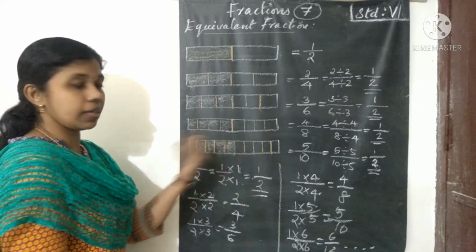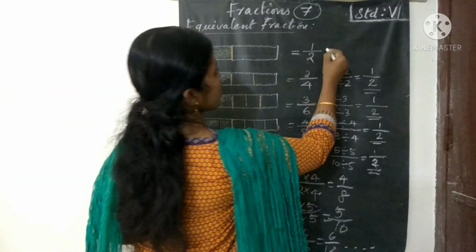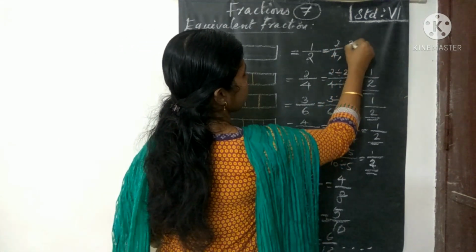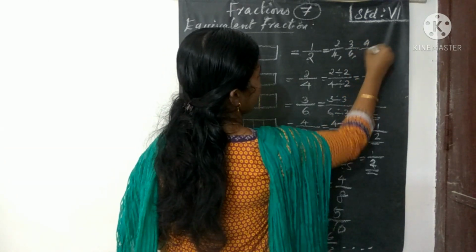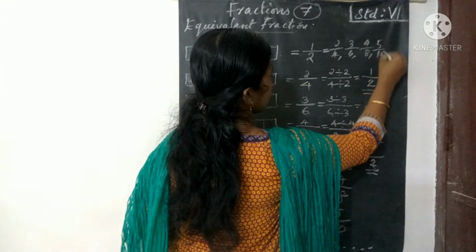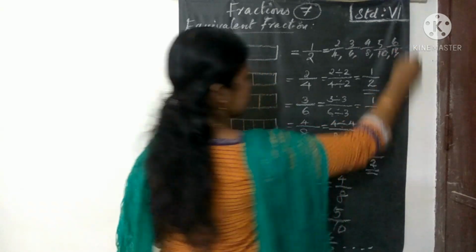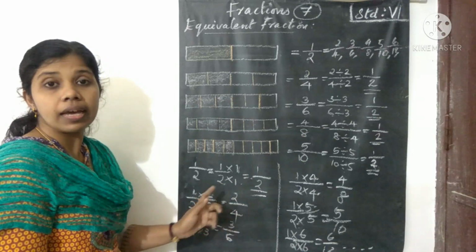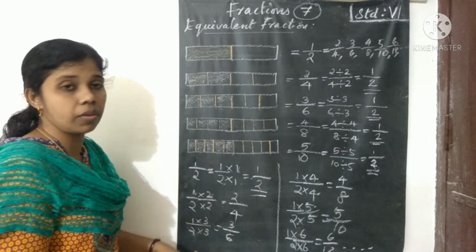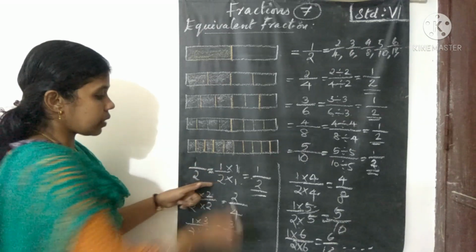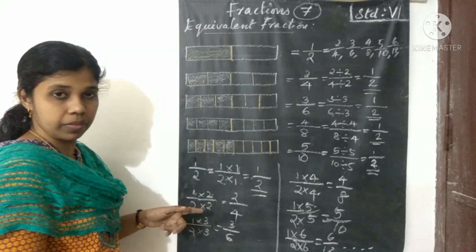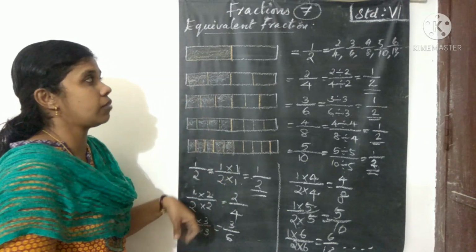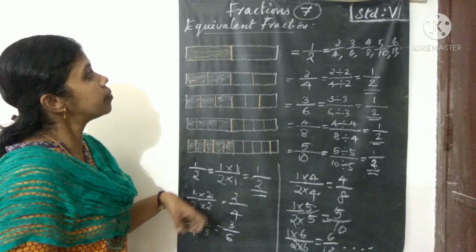So what are the equivalent fractions of 1 by 2? They are 1 by 2, 2 by 4, 3 by 6, 4 by 8, 5 by 10, 6 by 12, etc. Here we multiply the numerator and denominator with the natural numbers. When we multiply, we must multiply the numerator and denominator with the same number. That is clear, how to find equivalent fractions.